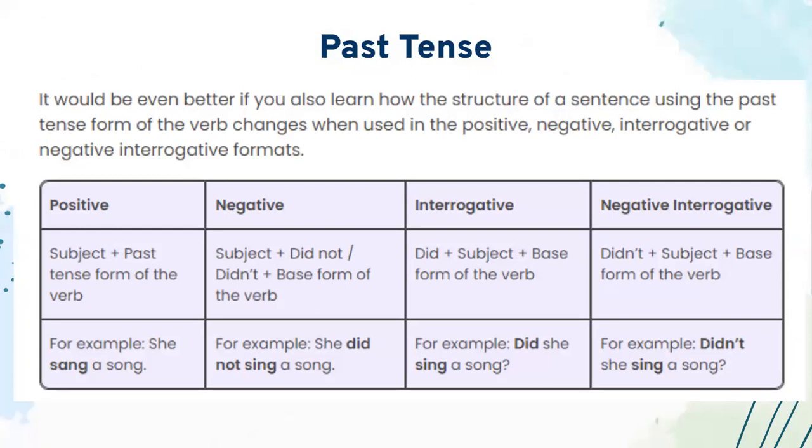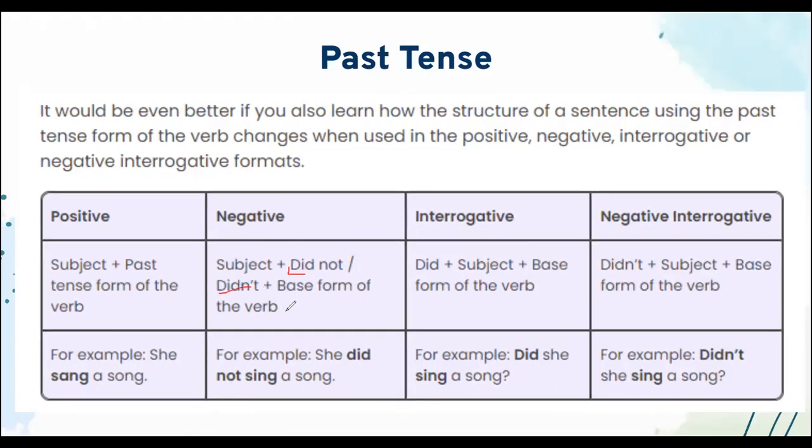Now, what? It would be even better if you also learn how the structure of a sentence using the past tense form of the verb changes when used in the positive, negative, interrogative, or negative interrogative formats. For example, when we are talking in terms of positive, naturally subject plus past tense form of the verb, same as we saw. Negative: subject did not or didn't, same as we took before, the sentence construction with a base form of the verb.